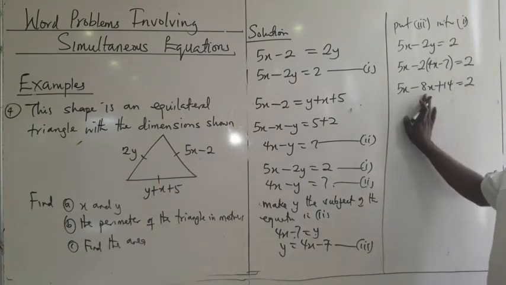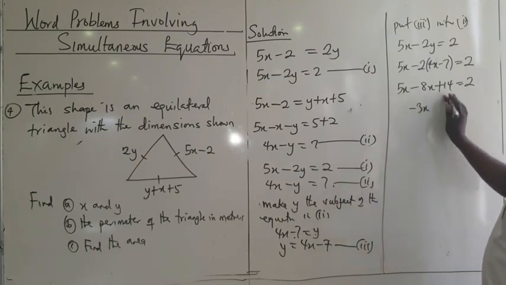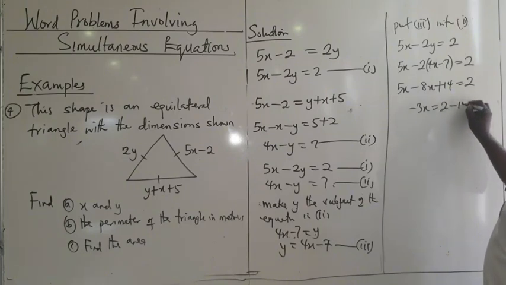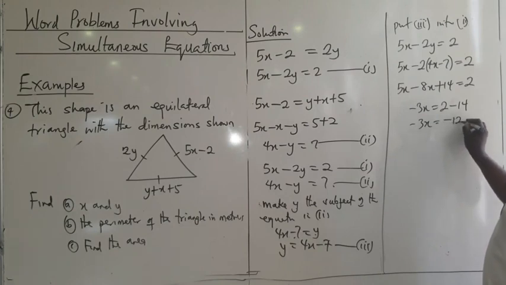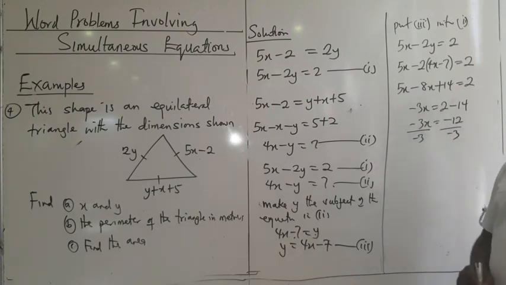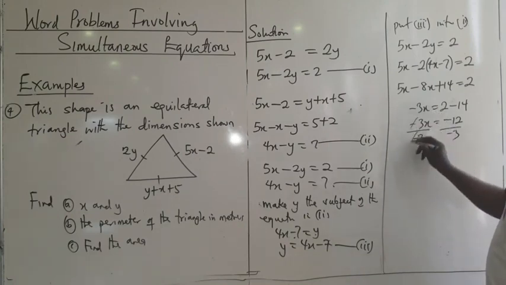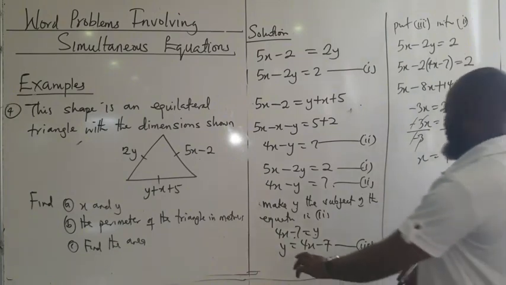So 5x minus 8x gives us minus 3x. So this is plus 14 equals to 2. Take it to the other side, that's going to be 2 minus 14. This is minus 3x. Then this is minus 12. So divide both sides by minus 3, by minus 3. I hope I'm making sense. So this cancels this cancels this. Therefore, x is equal to 4. Right. So we know the value of x to be 4. Now it's the value of y.